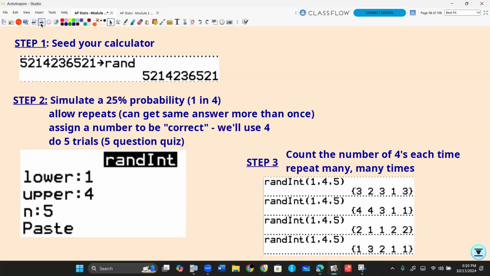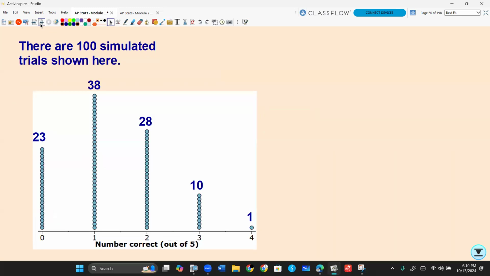So in this case here, I've had 4 little trials, and I have 0 correct, 2 correct on the second one, 0 correct, and 0 correct. So we're going to do this a bunch of times and get ourselves a simulation. And I've done that for you. We have 100 simulated trials here.